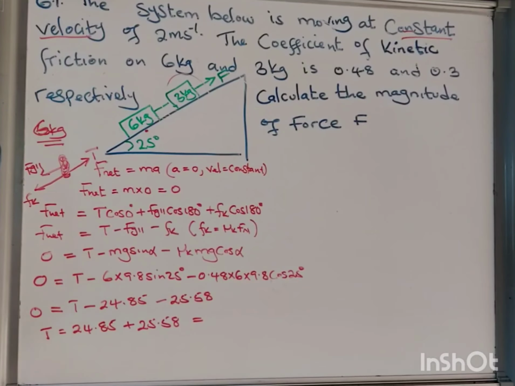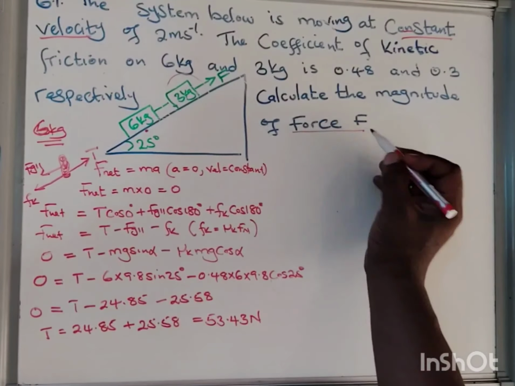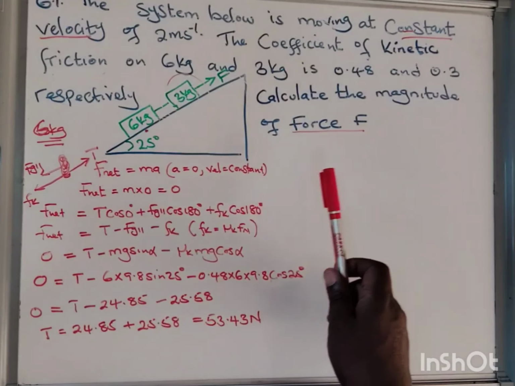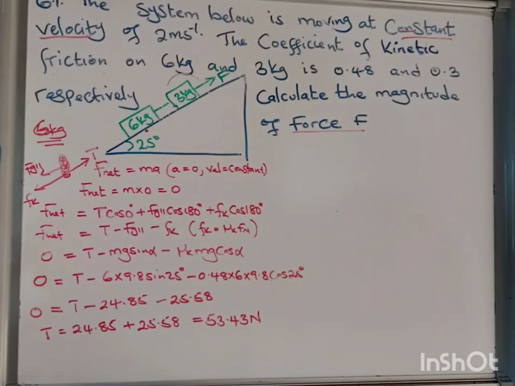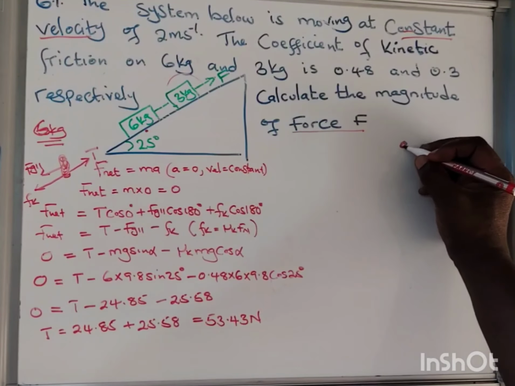So there we are. We have the tension in the string, which is 53.43 newtons. But you have to remember that we are calculating force F, not tension. So what do we do? To proceed to the next step, it is imperative to use the 3 kg. You draw its free body diagram.